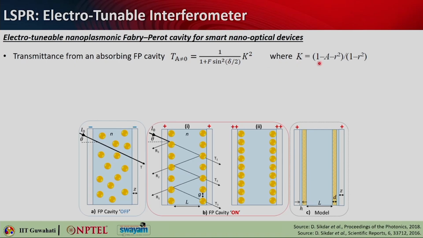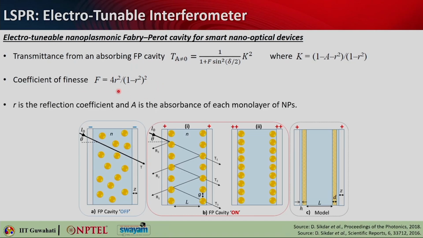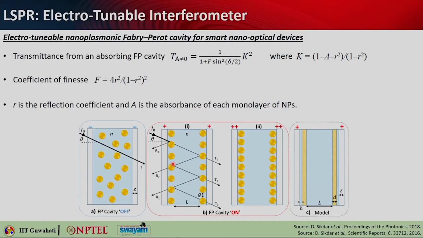What is K? K square, 1 minus A is the absorption, and R square minus 1 minus R square. R is basically the reflection coefficient of these mirrors. We are taking identical mirrors, okay, and capital F is the coefficient of finesse that can be calculated like this, okay. So what is important here to see is that by changing the voltage you are able to bring more nanoparticles, and that will allow you to build a mirror with tunable reflectivity.